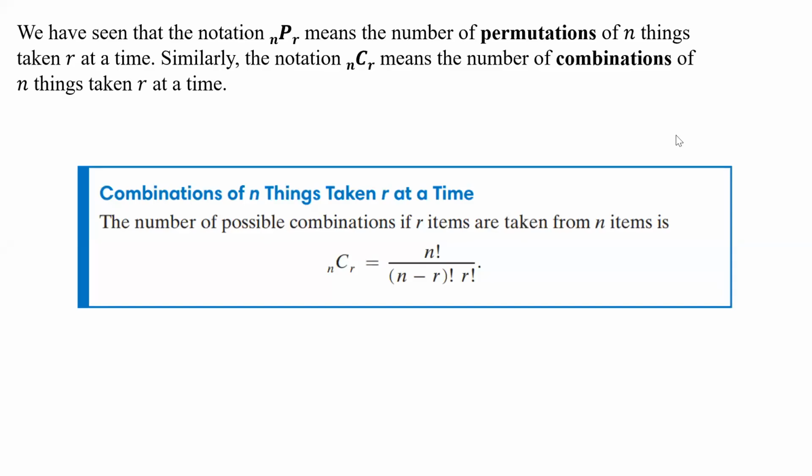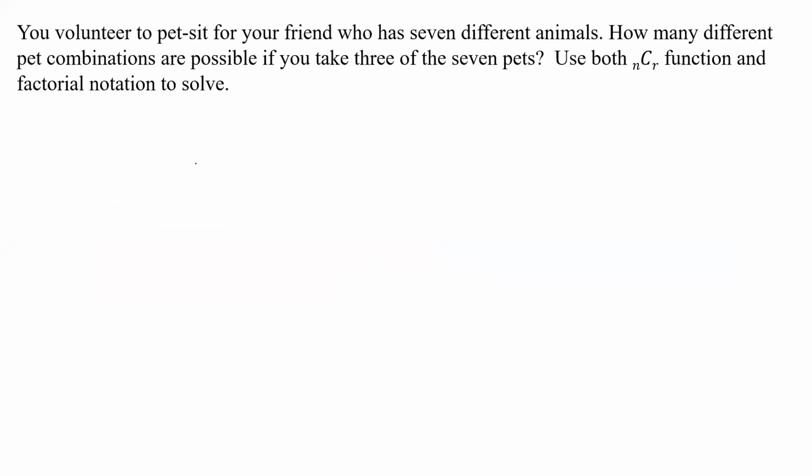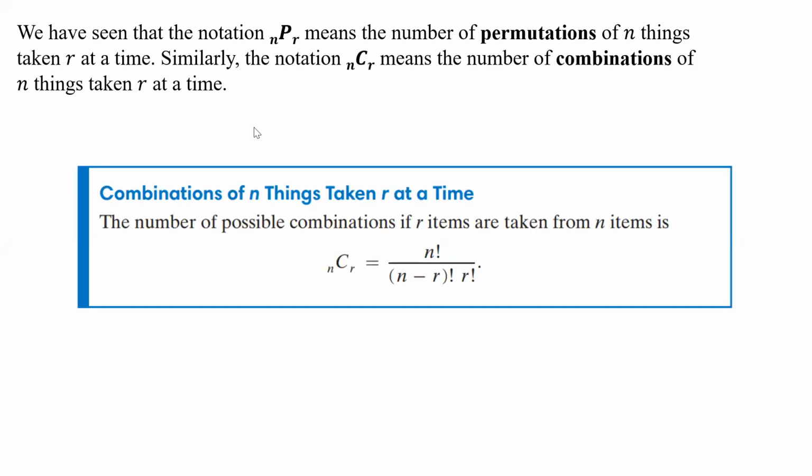All right, when we did permutations, we've seen that the notation nPr means the number of permutations of n things taken r at a time. In a similar fashion, we have a notation nCr, meaning the number of combinations of n things taken r at a time. So combination, permutation, the differences are just the letters, but n is the number of things total, r is the number of things we're pulling out.